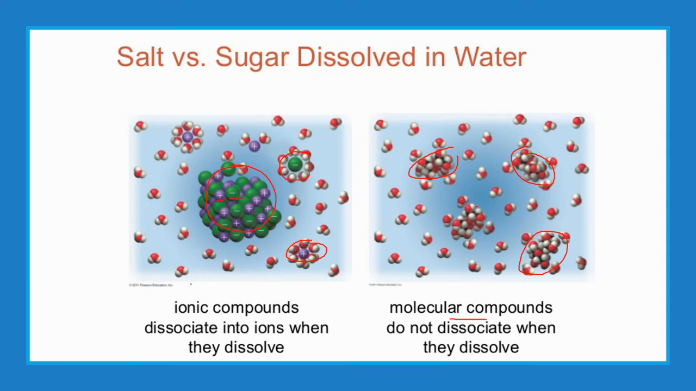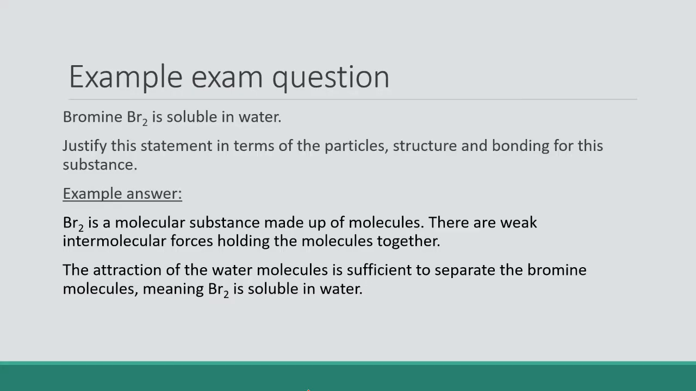For example, glucose or sucrose, and the sugar stays together when it dissolves. For example, this is an exam question. Bromine is soluble in water. Justify the statement in terms of the particle structure and bonding for the substance.